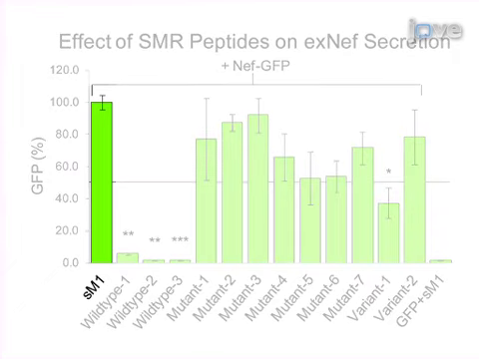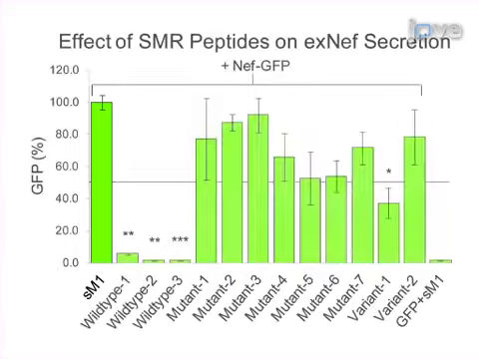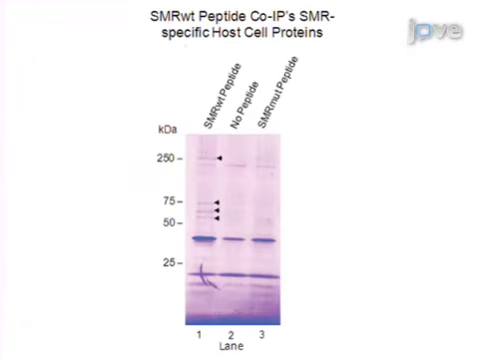An 11 amino acid scrambled version of Nef's apoptotic motif 1, SM1, previously described and obtained from Sigma Genosys, was used as a negative control and had no effect on exosomal Nef secretion.